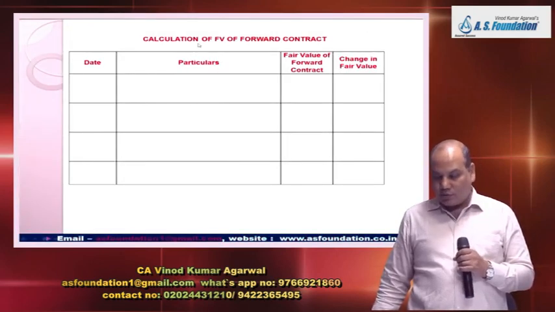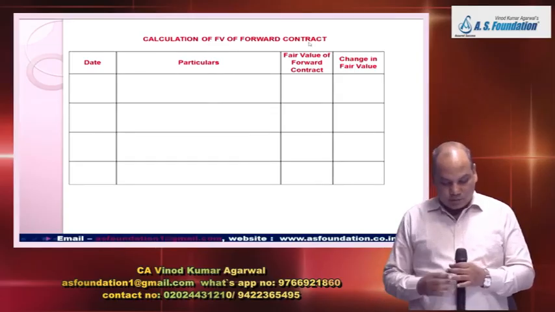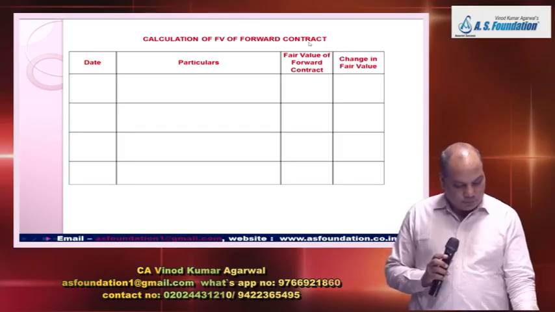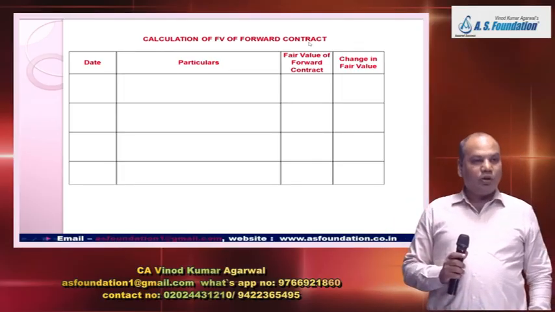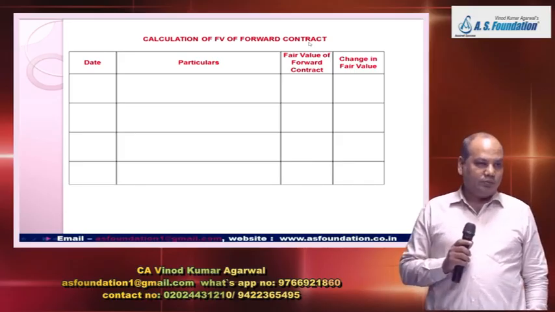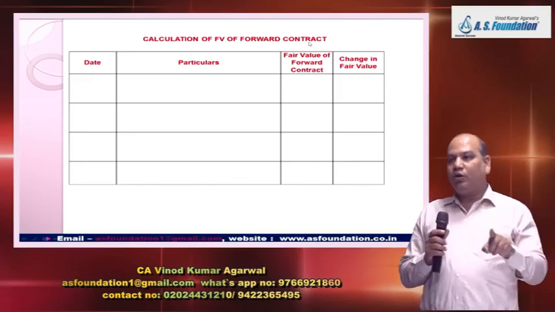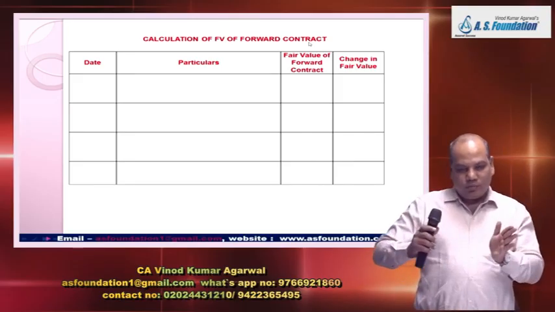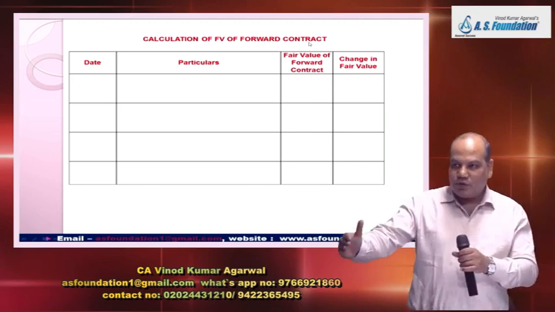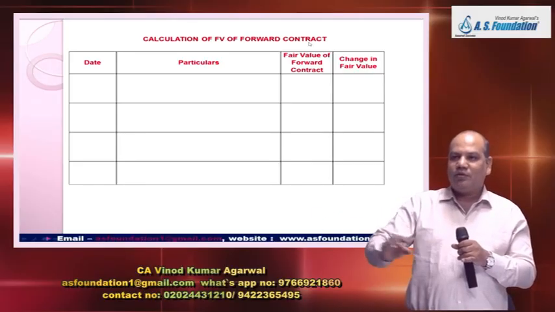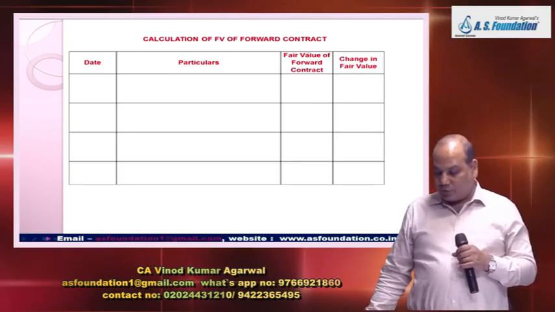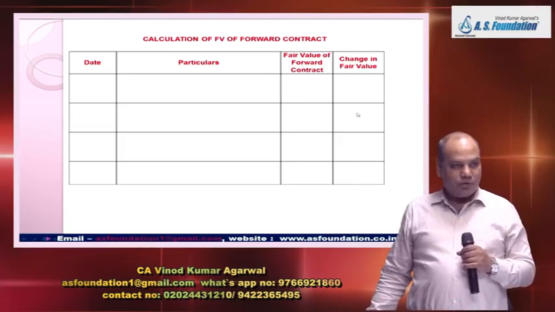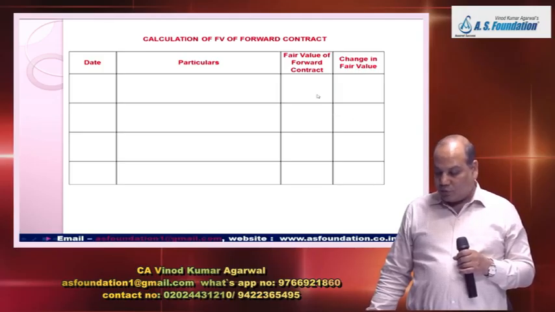So write down one small format first: calculation of fair value of forward contract. Remember, the contract will mature on 31st October. So you have to count from the reporting date till 31st October. How many months are there for the time value of money calculation? Is it right? So have you drawn the format? Date, particulars, fair value of forward contract, and change. Change will be required for accounting. The gap between the two dates is the change.